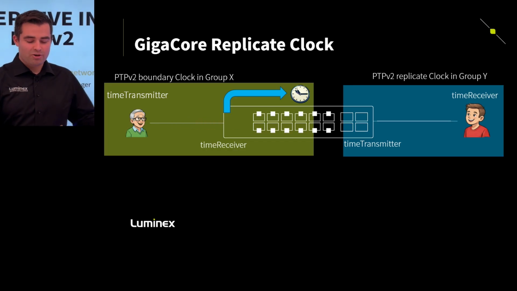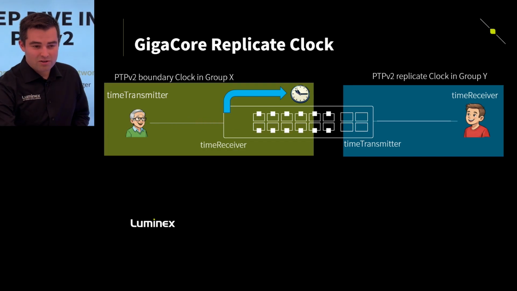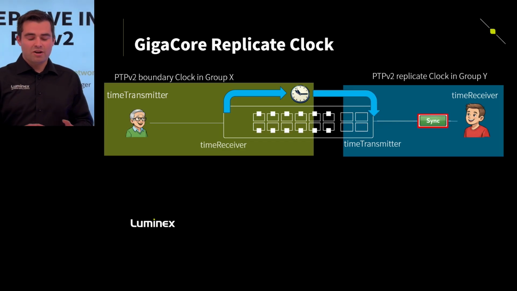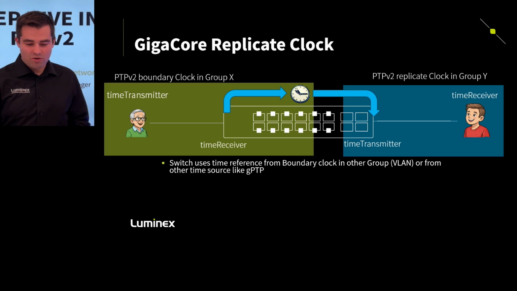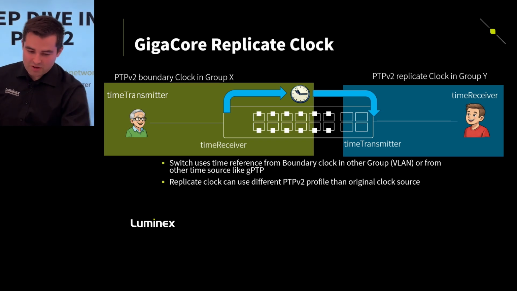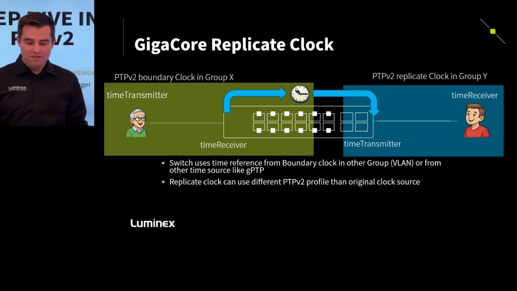This is exactly like we have seen on the previous slide with boundary clock. But now that time reference can be used in another group, so in another VLAN, to use the timing value there. And this doesn't have to be the same profile. It can even be a different clock profile, a different set of parameters. In this way, you can sync multiple groups, multiple VLANs, to the same time reference.